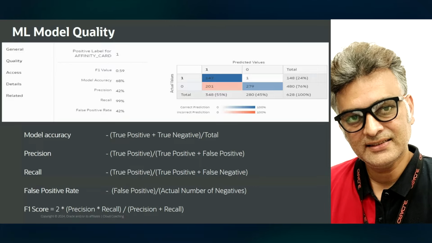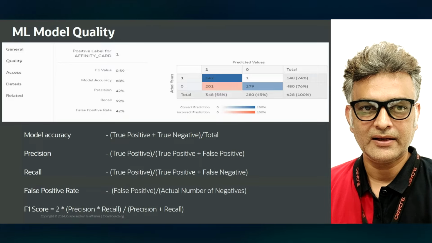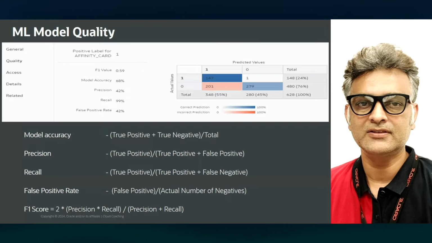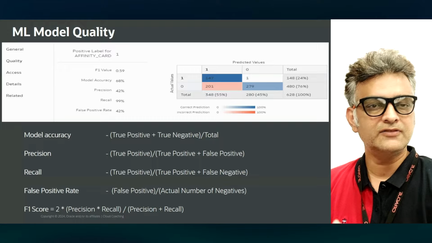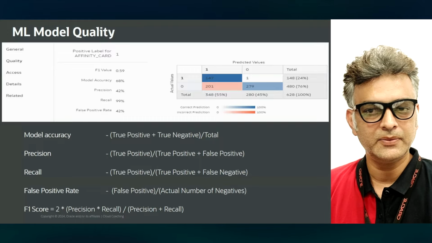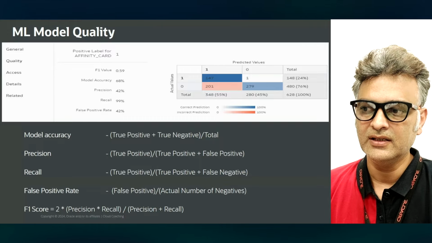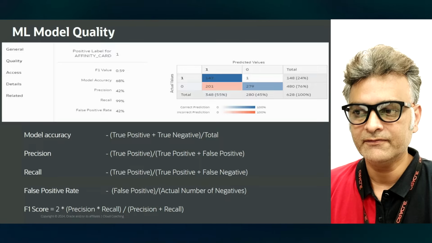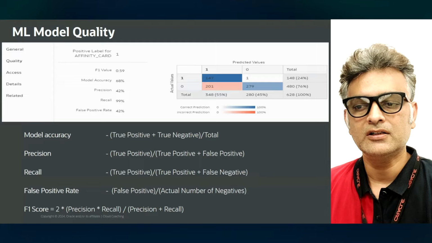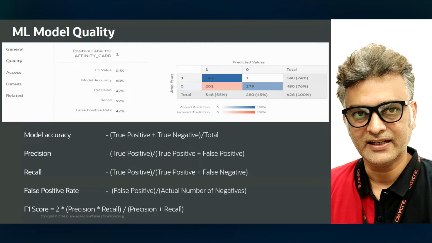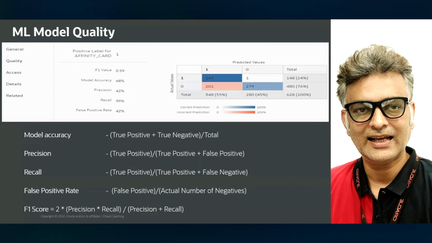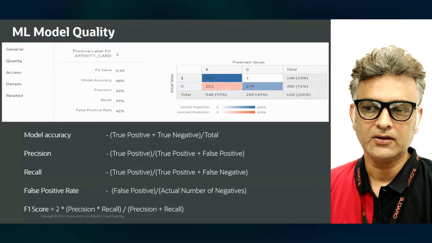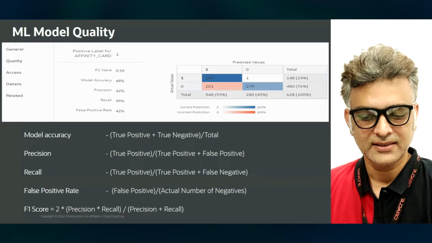Because of these considerations, additional parameters like precision, recall, false positive rate, and F1 score have been added. The formula for precision is true positive divided by true positive plus false positive. Recall is true positive divided by true positive plus false negative. False positive rate is false positive divided by actual number of negatives. And F1 score is calculated as 2 times precision times recall divided by precision plus recall.